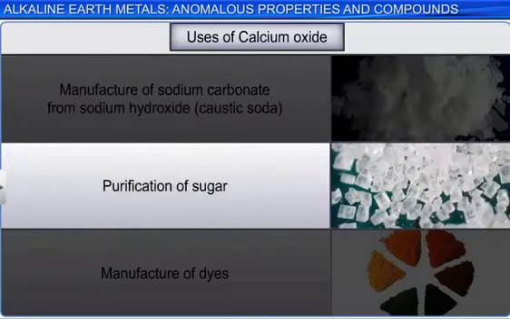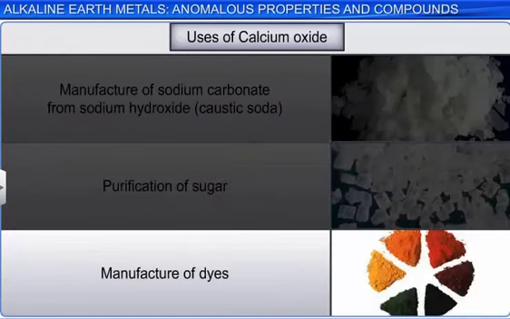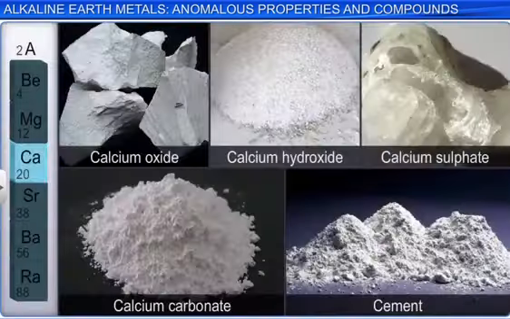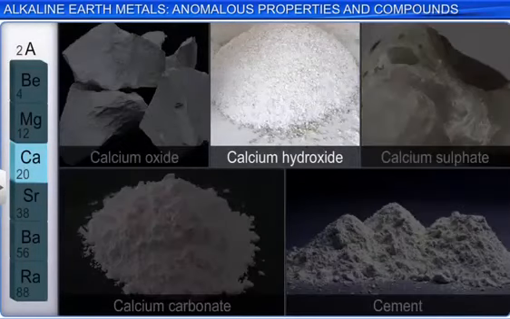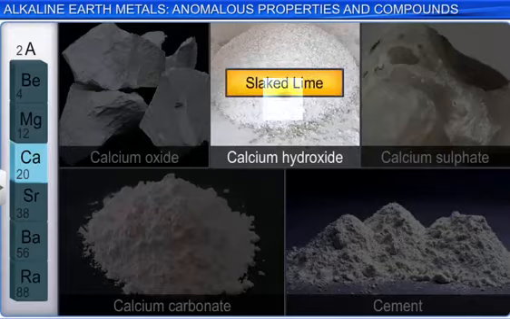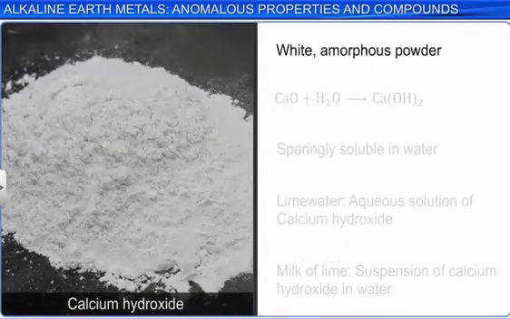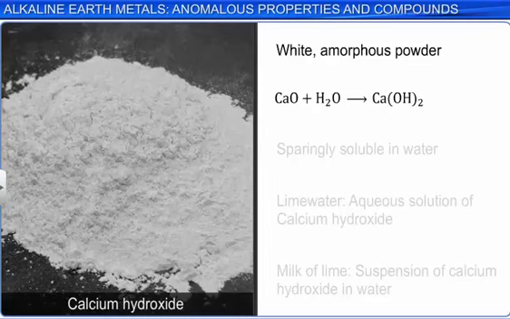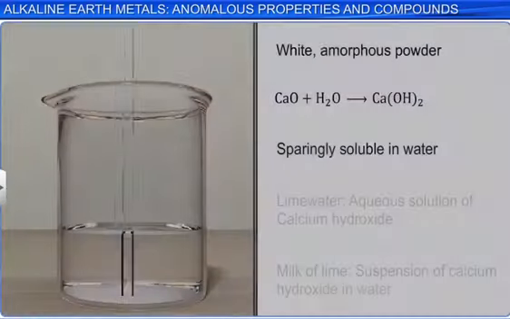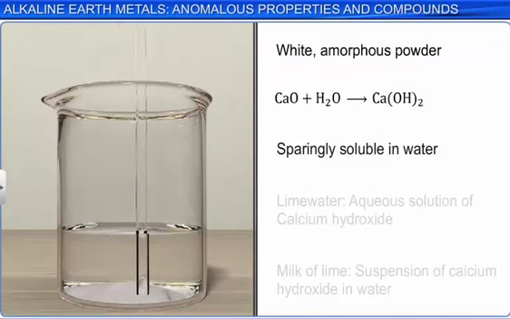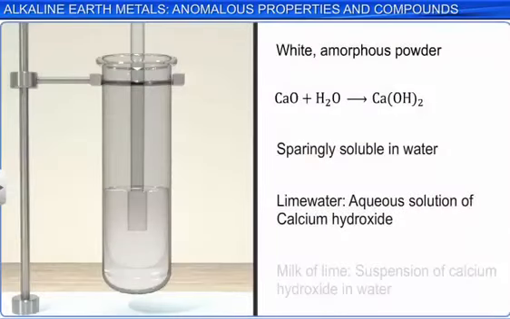Calcium hydroxide, another important compound of calcium, is commonly known as slaked lime. It is a white, amorphous powder that can be prepared by adding water to calcium oxide. Calcium hydroxide is only sparingly soluble in water. Aqueous solutions of calcium hydroxide are commonly called lime water. Milk of lime is the common name for suspension of calcium hydroxide in water.